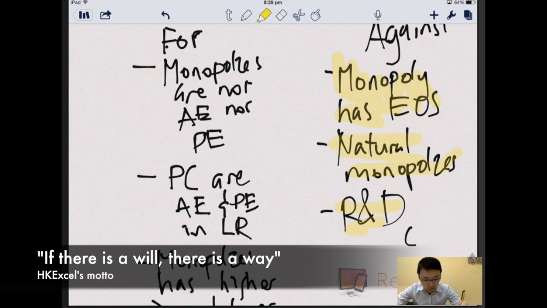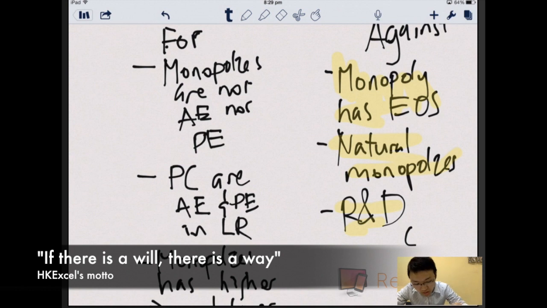And this allows monopolies to invest in research and development because they have these significant abnormal profits. On the other hand, in perfect competition, there are no abnormal profits in the long run. They will not have sufficient funds to invest in research and development. Okay, so this is it for this essay in terms of the body.